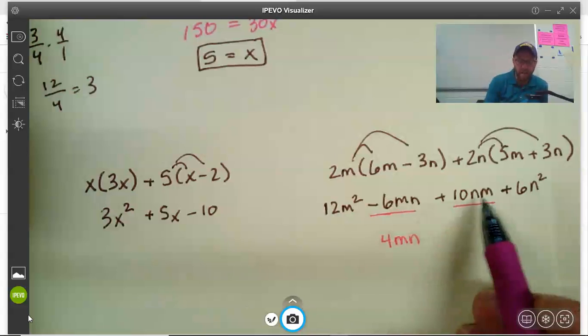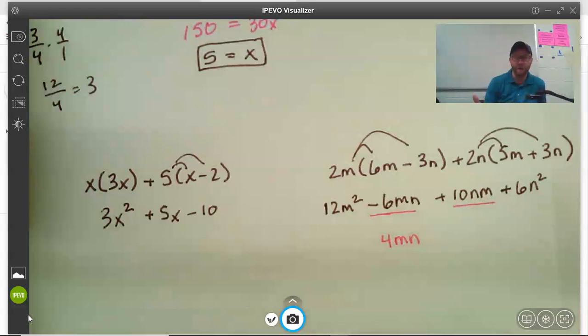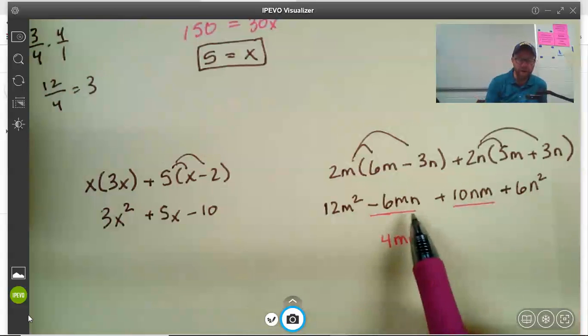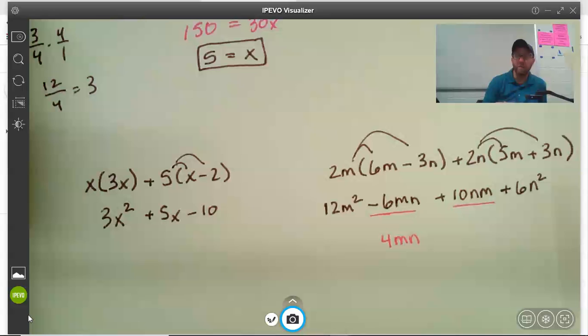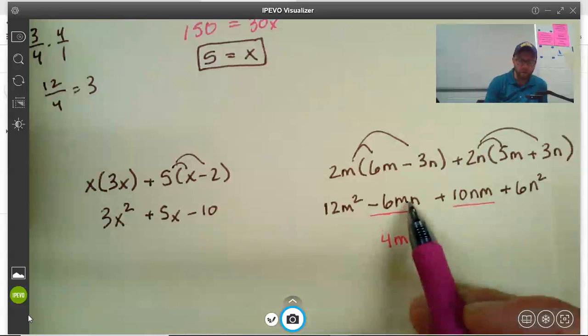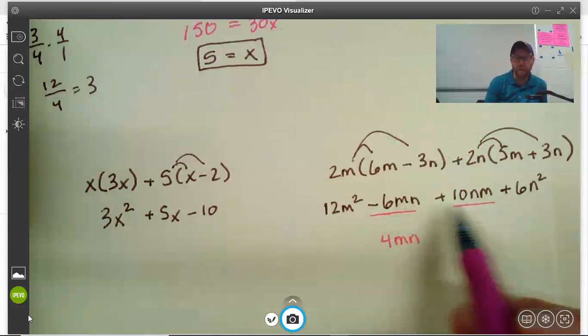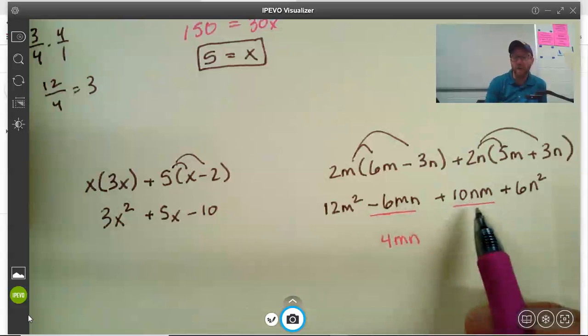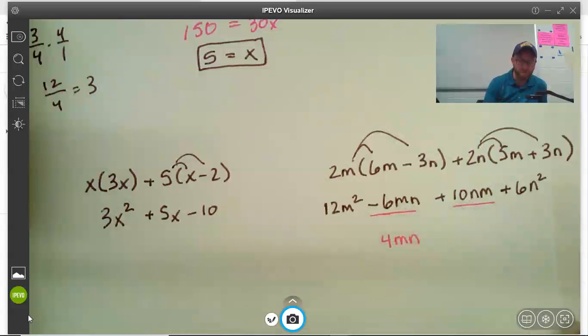Oh, and by the way, the order of the variables doesn't matter. This is mn, nm, same thing. Right? But what matters is that they have the same variables in them and the same number of variables. So if this, for example, were m squared n, that would be 2 m's and 1 n. That would not be like terms.